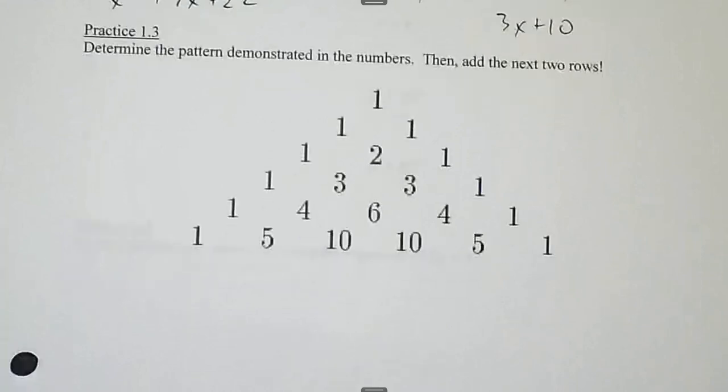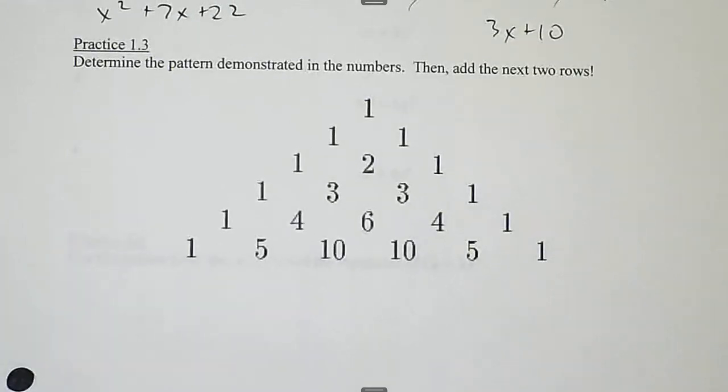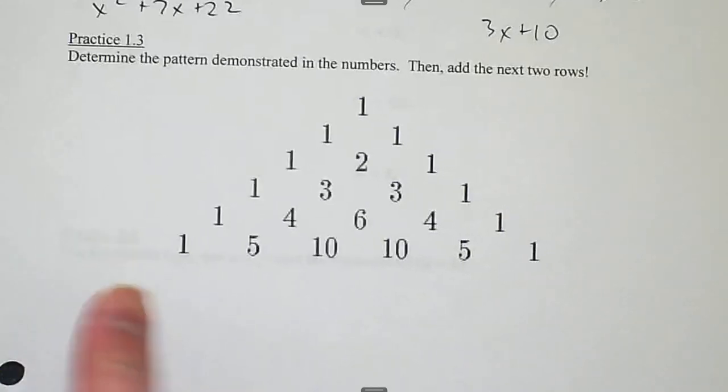All right, the next practice problem, you might have been a little surprised by what that's doing here. So I want you to describe the pattern demonstrated in the numbers. Some people look at this and say, I don't see a pattern at all. Maybe you notice the ones at the start of each row. Other people see it really quickly.